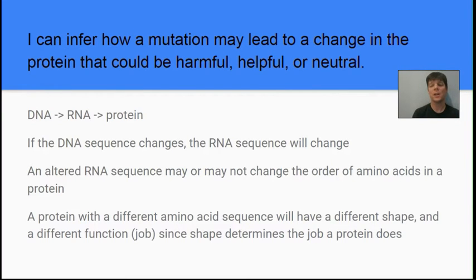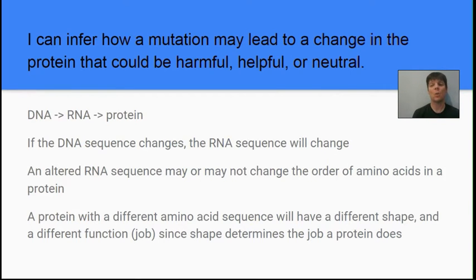Now, this can sometimes lead to no change in the protein, especially if it's the third base of a codon which is being changed, because many amino acids have multiple codons that'll give that same amino acid. So a RNA sequence change does not necessarily produce a change in the sequence of amino acids in a protein, but sometimes it will. Now, if you do change the sequence of amino acids in a protein, you're going to change the shape of that protein. And this can mean a number of different things.